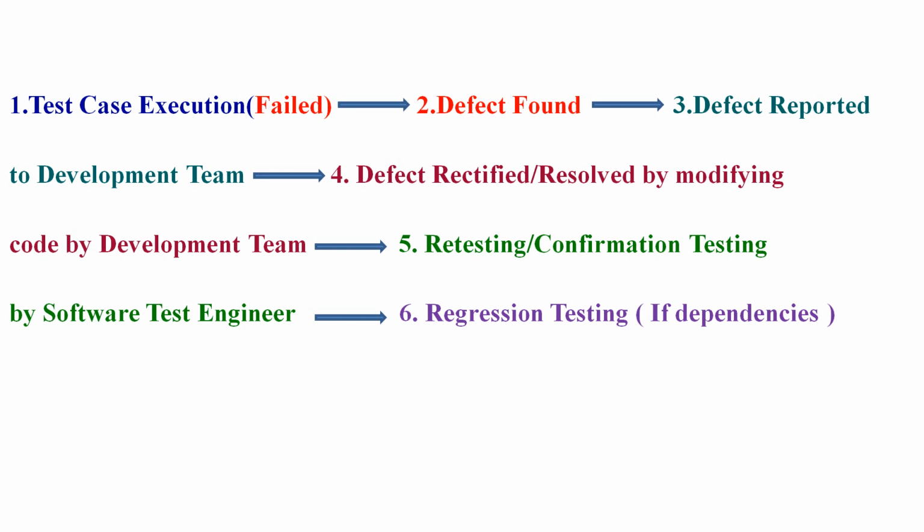And then regression testing will come into the picture. That means if any dependencies are there in the functionality where the defect is found, on those dependencies the concerned software test engineer has to do regression testing. This regression testing we will take in the next session, in the coming slides. Right? This is the concept of retesting or confirmation testing.